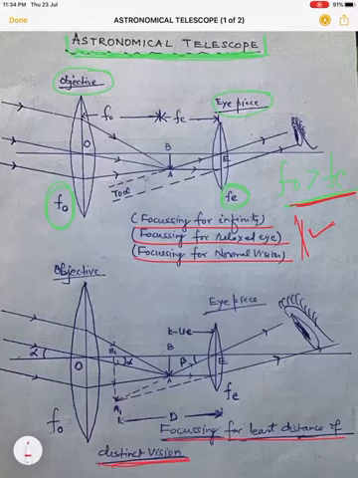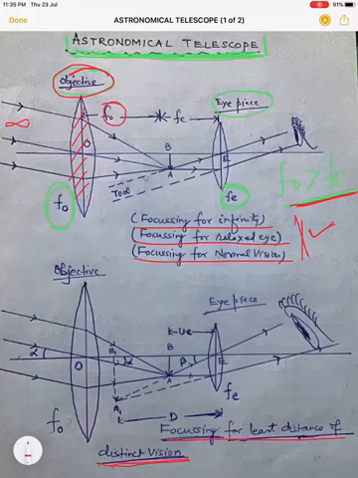The rays from far situated objects come from infinity and fall on the objective lens. And the objective lens forms its image AB at the focal plane of the objective lens. So the distance from O to B is f0, that is, the focal length of the objective. So AB is the image formed by the objective lens at its focal plane. Now this AB works as the object for the eyepiece.